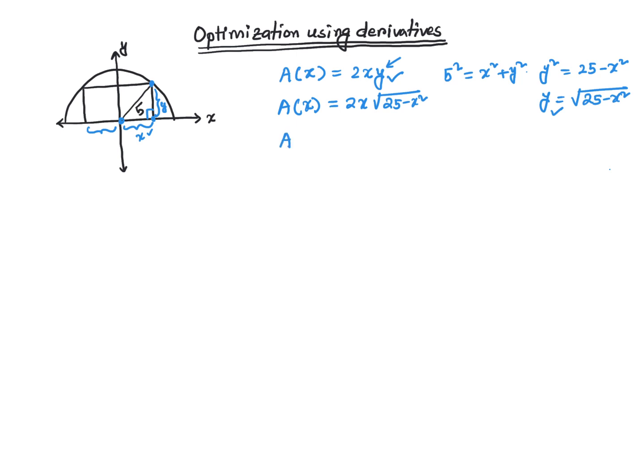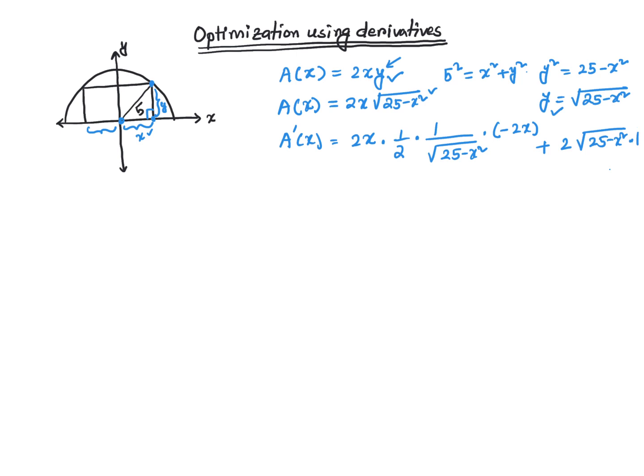So we need to find A prime of x, which is going to be 2x times the derivative of the square root of 25 minus x squared. So there's going to be 1/2 times 1 over the square root of 25 minus x squared times, using the chain rule, negative 2x, plus 2 times the square root of 25 minus x squared times 1, the derivative of x.